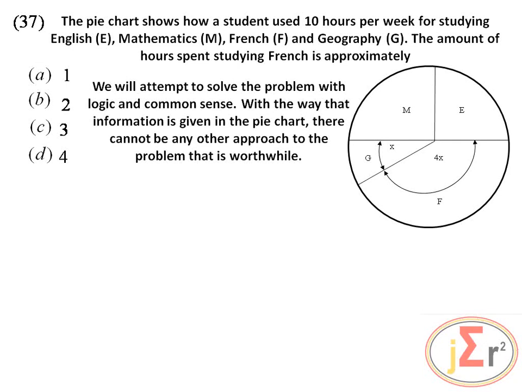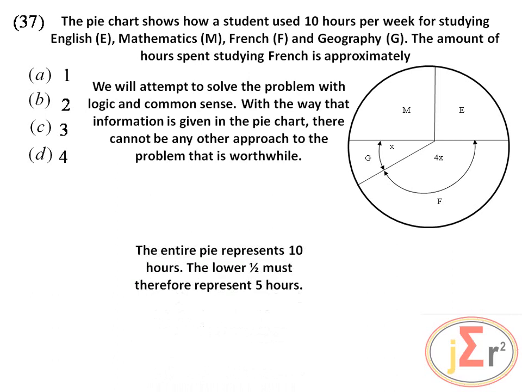With the way that the information is given in this pie chart, there cannot be any other approach to the problem that is worthwhile. So we will not try to use our old methods of 360 degrees and making use of all those angles and also the entire angle of a revolution, because we do not have it right there. So we have information that requires us to be a little more innovative, and that we are prepared to do.